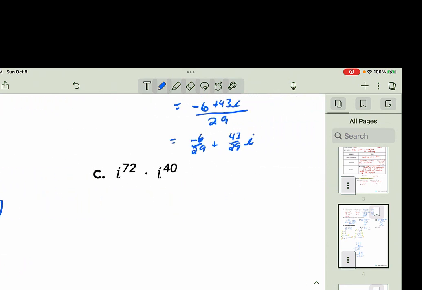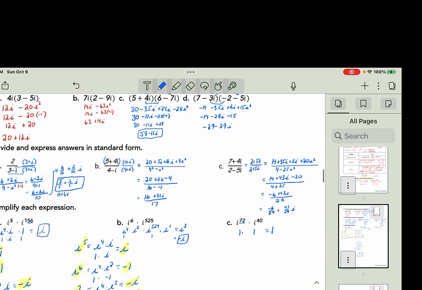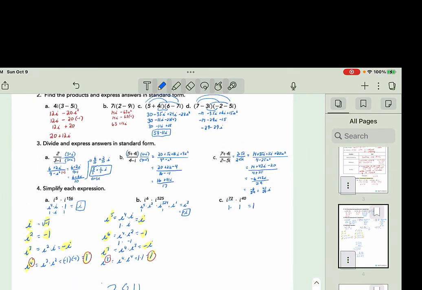i to the 72, well, that's divisible by 4, so this is going to be 1. And 40 is divisible by 4, so that's going to also be 1. So this equals 1. And that's pretty much how the imaginary and complex numbers work.